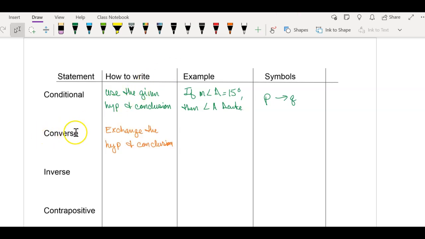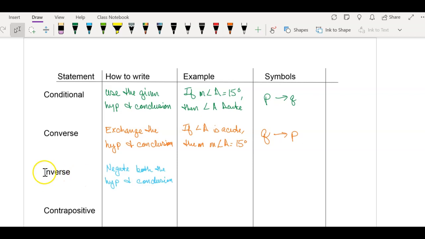Now when we talk about the converse, we're going to switch the order. We're going to exchange the hypothesis and the conclusion. So we're actually going to be writing if Q, then P. So for this one, we would write if angle A is acute, then the measure of angle A is equal to 15 degrees.